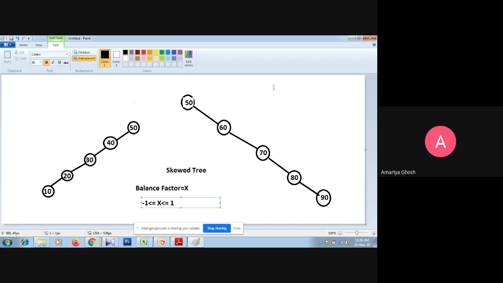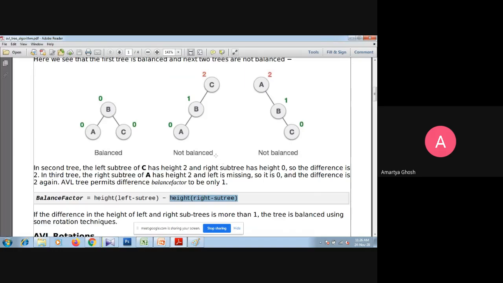So how many ways can we balance it? There are four ways to balance it. Number one is RR rotation. Number two is LL rotation. Number three is LR rotation. And number four is RL rotation. So with these four rotations or four passes we can balance it. Now we have to check how it is balanced and how to calculate.